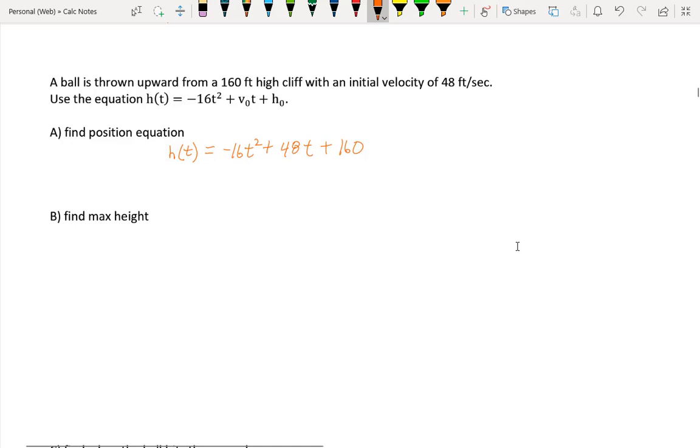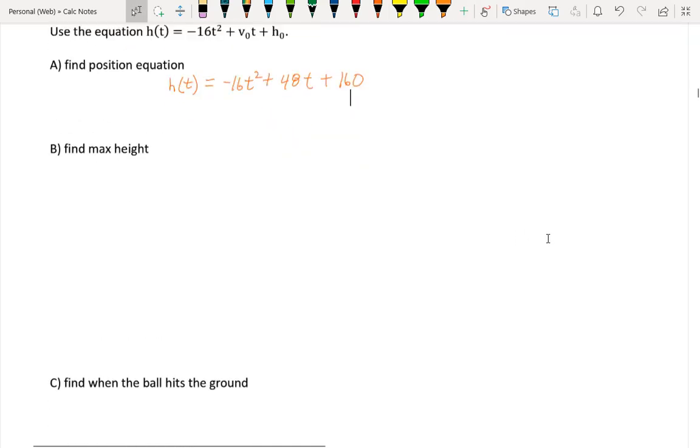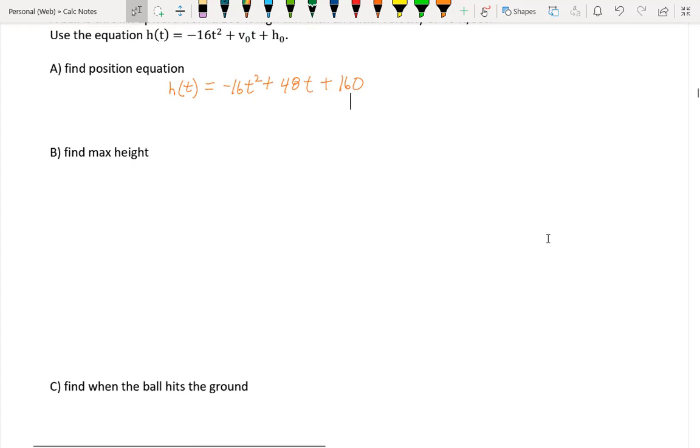I want to find the max height. Well, what does that mean? It means find where h of t goes from increasing to decreasing. Okay, that's going to give me the max height. So I need h prime of t, which is also v of t, because remember, the derivative of position is velocity. And so if I take the derivative of this, I get negative 32 times t plus 48.